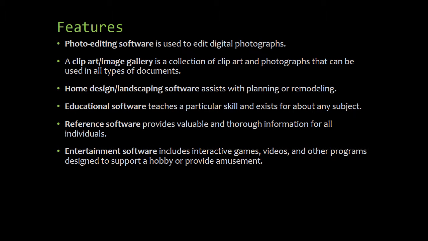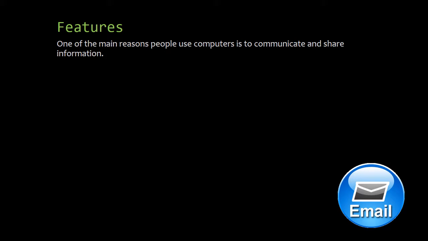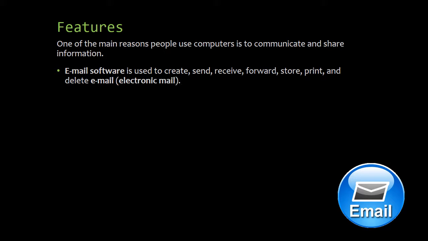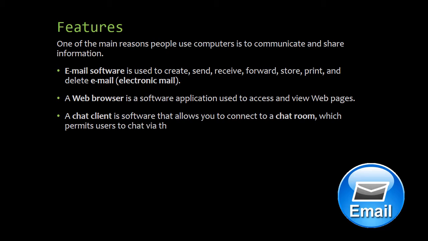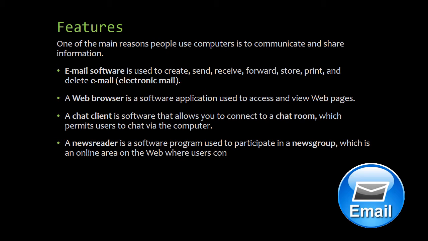One of the main reasons people use computers is to communicate and share information. Email software is used to create, send, receive, forward, store, print, and delete email, or electronic mail. A web browser is a software application used to access and view web pages. A chat client is software that allows you to connect to a chat room, which permits users to chat via the computer. A newsreader is a software program used to participate in a news group, which is an online area on the web where users conduct written discussion about a particular subject.